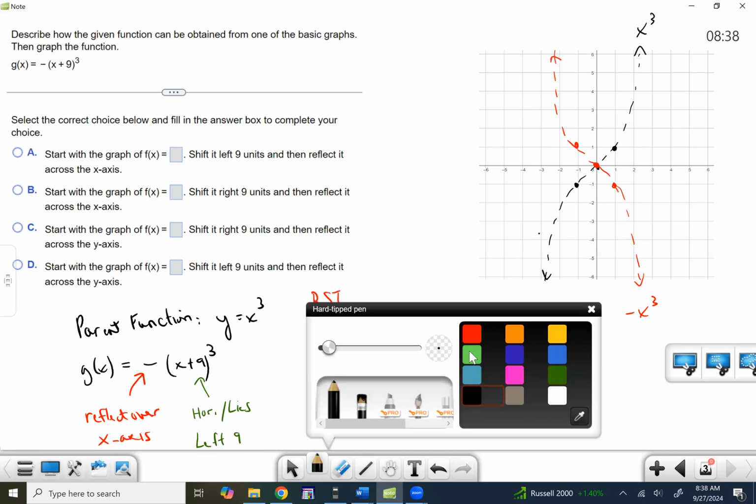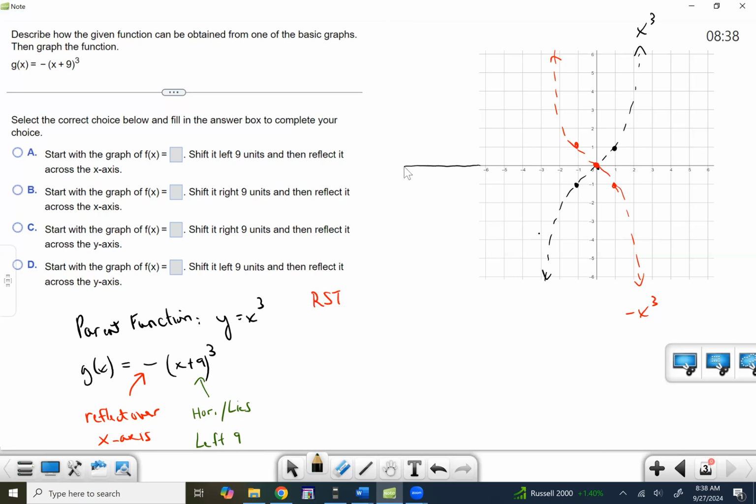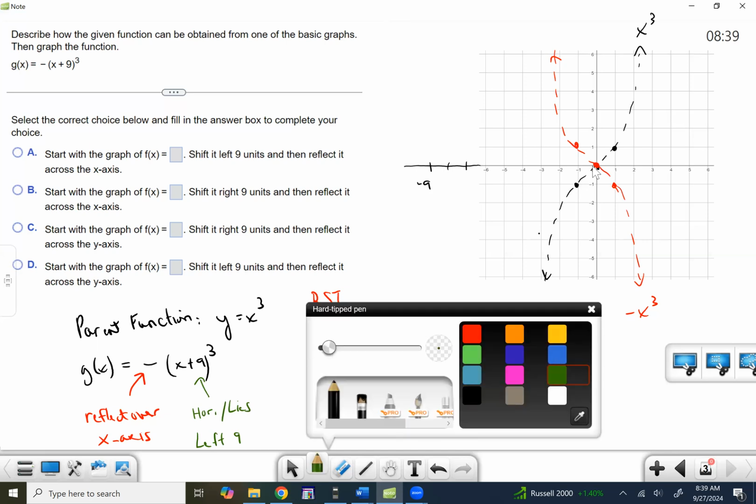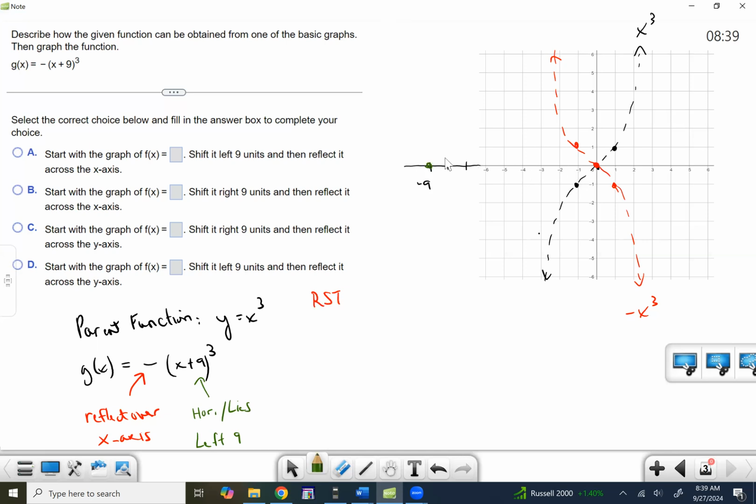And so I'm going to have to extend this out a little bit further. Okay, so this is negative 9 right here. I'm going to go ahead and take 0, 0 and move it to the left 9. And if I move this one to the left 9, it would be here at negative 10. And if I move this one to the left 9, it's going to be here at negative 8. So our final picture for g of x should look something like that.